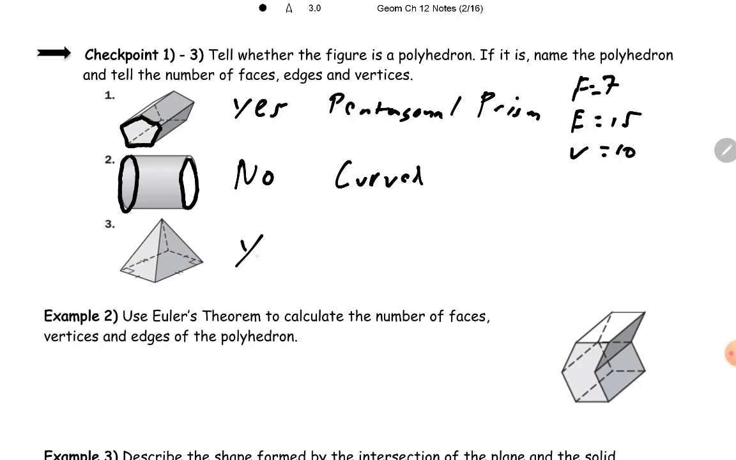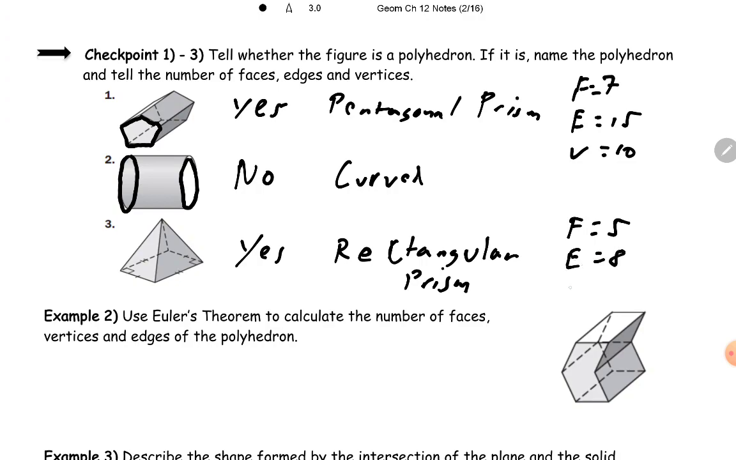3, this is a pyramid. And the bottom determines what type of pyramid it is. And the bottom is a rectangle. So it's a rectangular pyramid. It has 5 faces, so 5 sides, 8 edges, and 5 vertices.